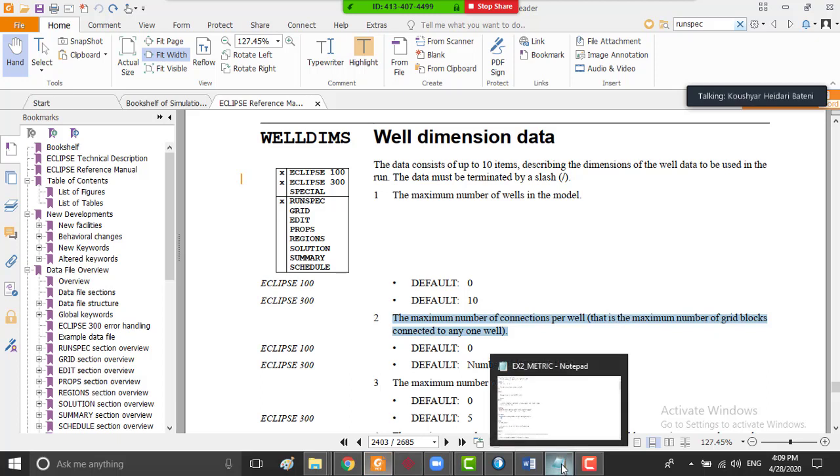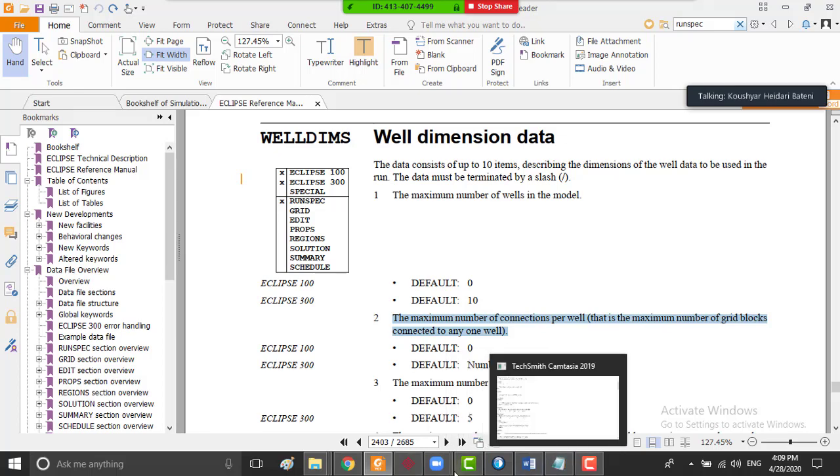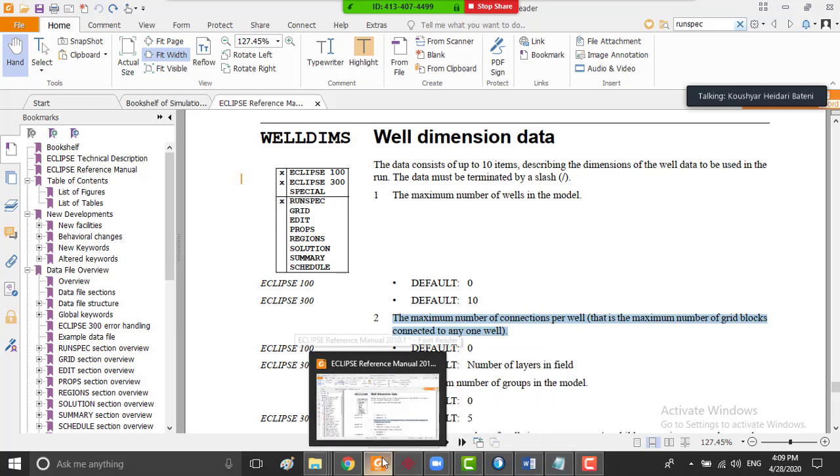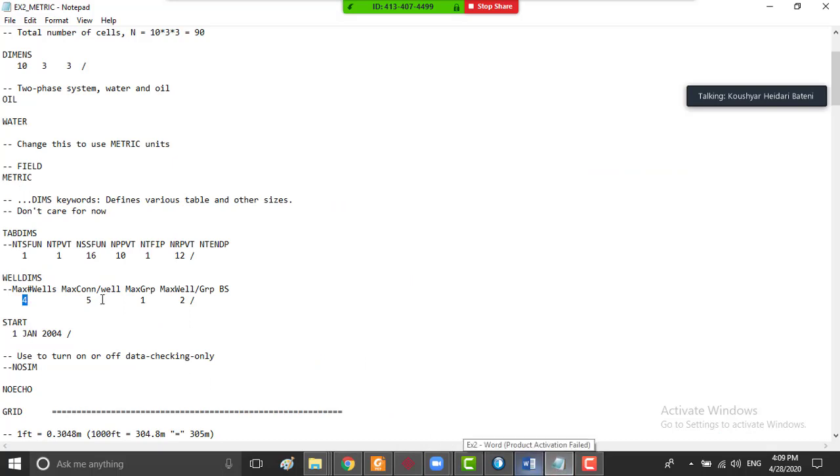So if in this model you have a well, production well, injection well, the maximum number of grid blocks that can be connected to it is 5. Okay?